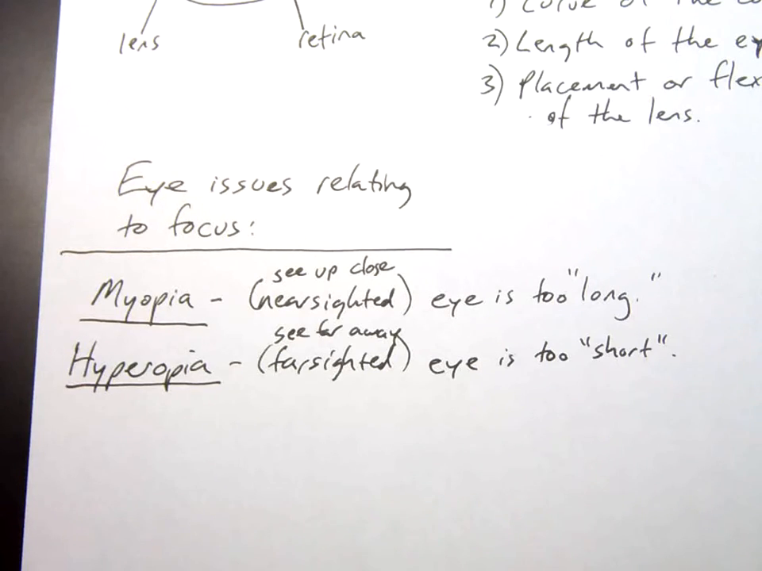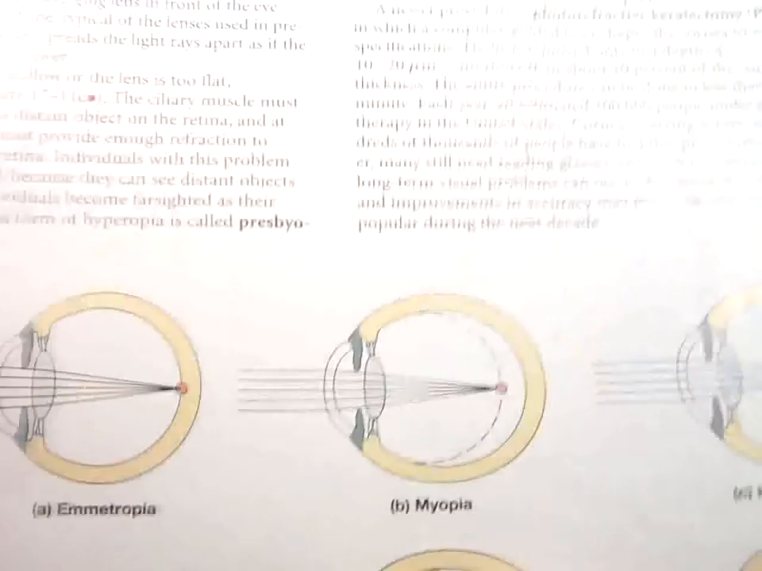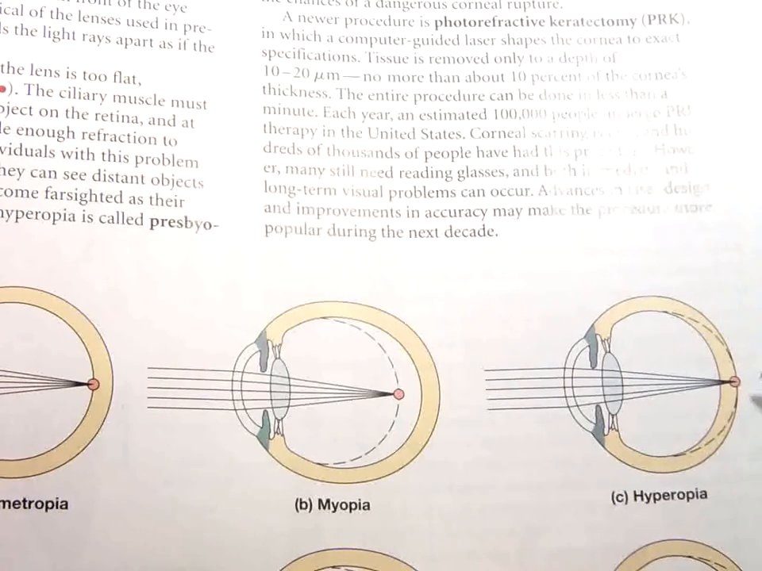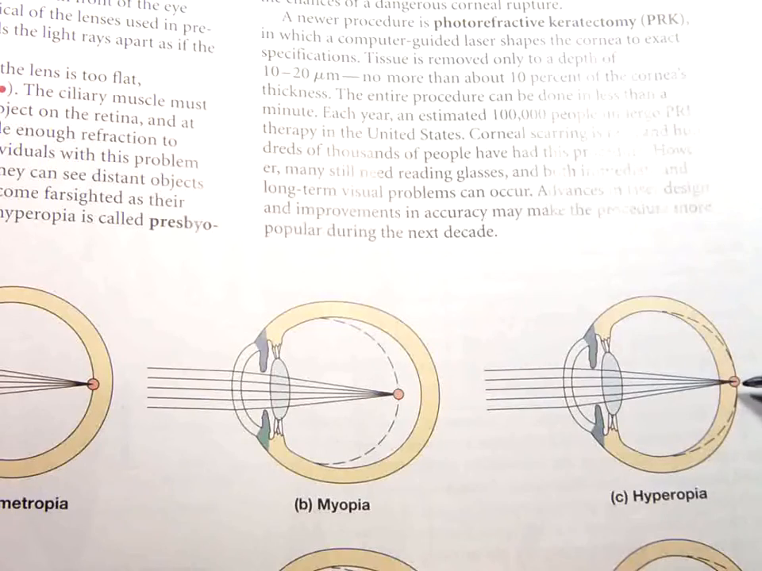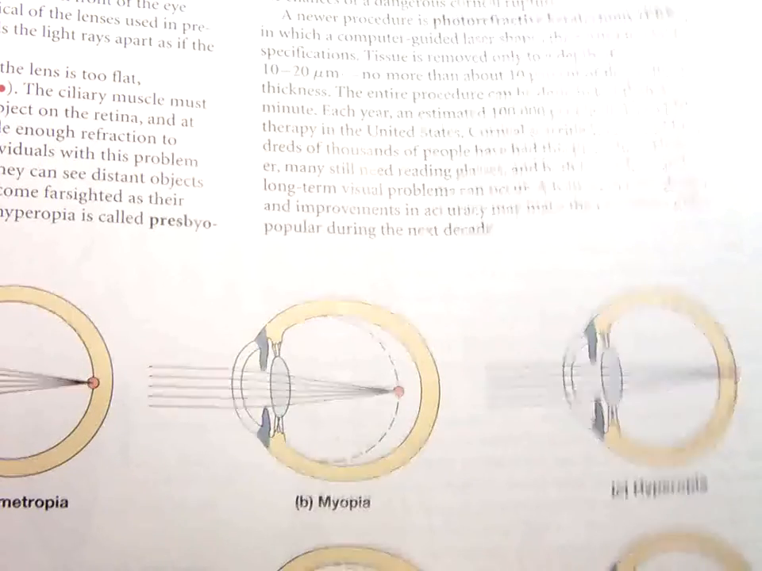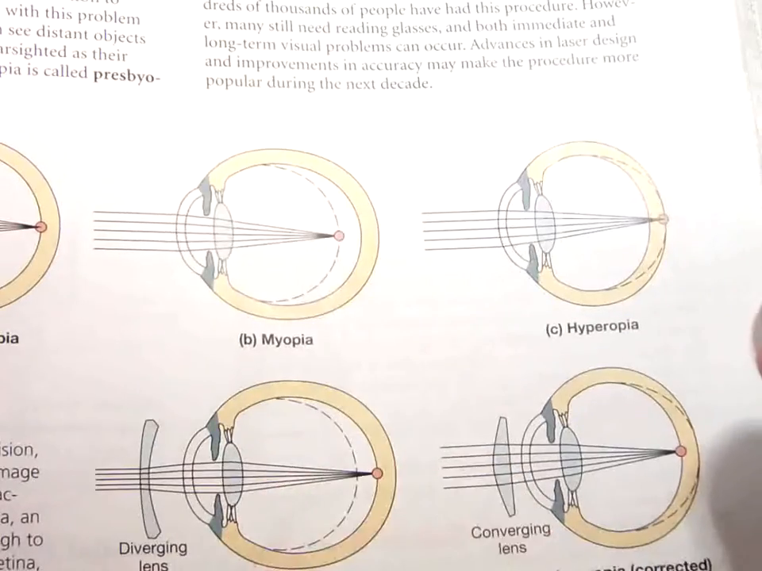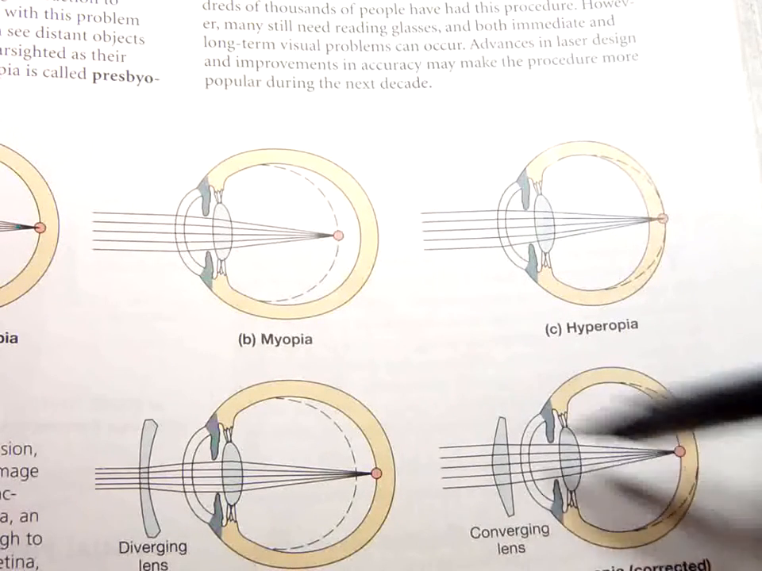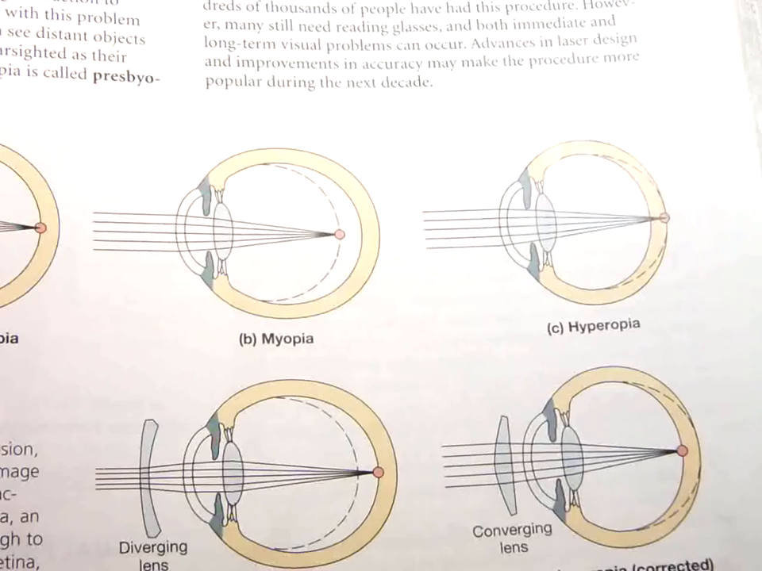So in hyperopia, here's what it looks like. The image would come in to perfect focus back behind the retina. So we got to use a converging lens that brings the light beams in and bends them inward so that it can come into focus when it hits the retina, the image can.